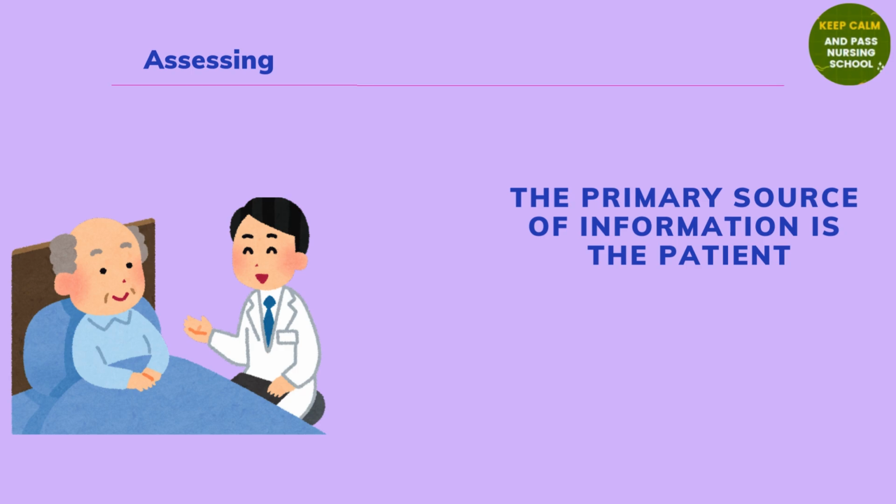Now, when it comes to assessing, the primary source of information is the patient. There are 2 types of sources of information. The primary source is always going to be the patient, and everything else or everyone else is the secondary source.